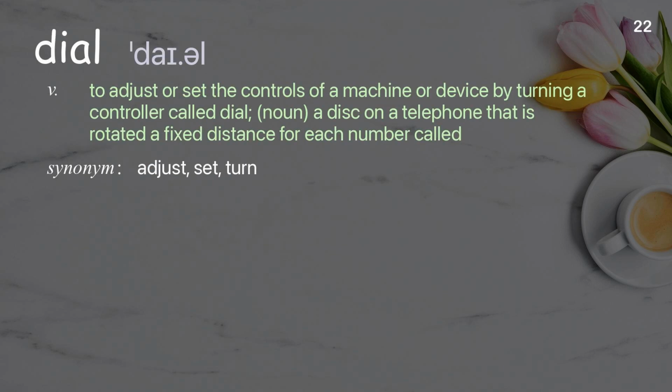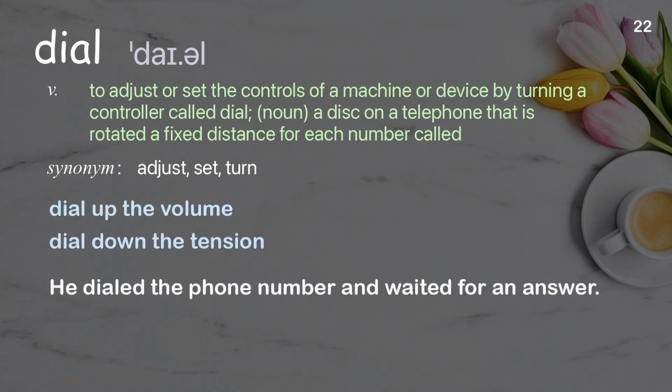Dial. To adjust or set the controls of a machine or device by turning a controller called dial. Noun, a disc on a telephone that is rotated a fixed distance for each number called. Examples: dial up the volume. Dial down the tension. He dialed the phone number and waited for an answer.